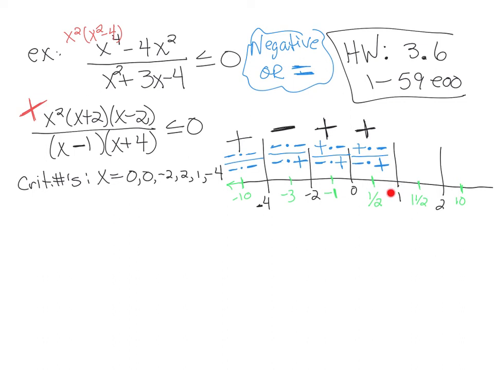Now I'm going to pass through a 1, which is going to flip that sign right there. Everything else is going to stay the same. Let's check it out. Plugging in a 1/2. 1/2 add 2 is positive. 1/2 subtract 2 wholes is a negative. 1/2 subtract 1 gives me positive 1/2.